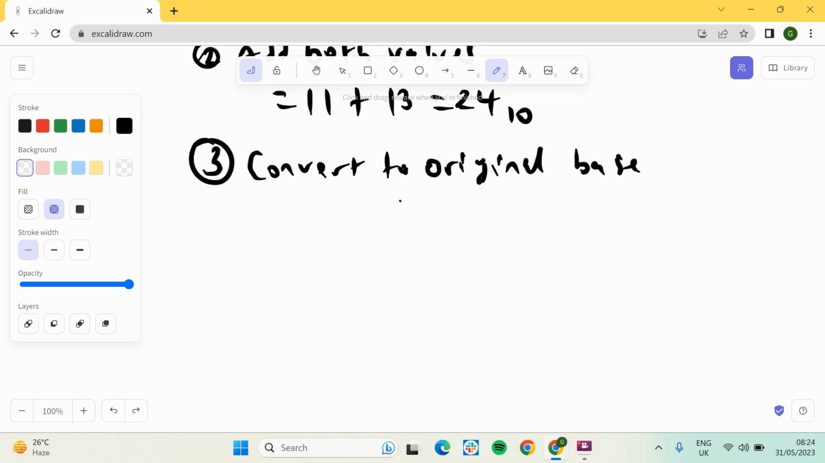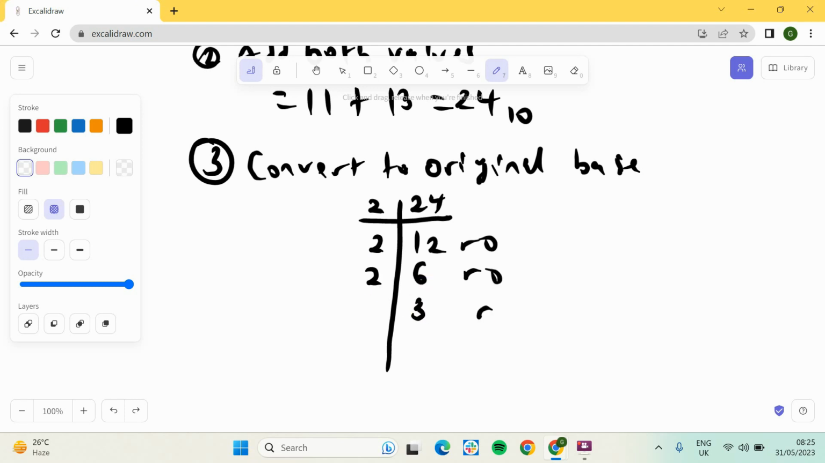Right. So let's convert this to the original base. So we have 24. We want to convert it to base 2. So we'll divide it by 2 first. 24 divided by 2 is 12, remainder 0. 2 into 12 is 6, remainder 0. 2 into 6 is 3, remainder 0. 2 into 3 is 1, remainder 1. And 2 into 1 is 0, remainder 1.